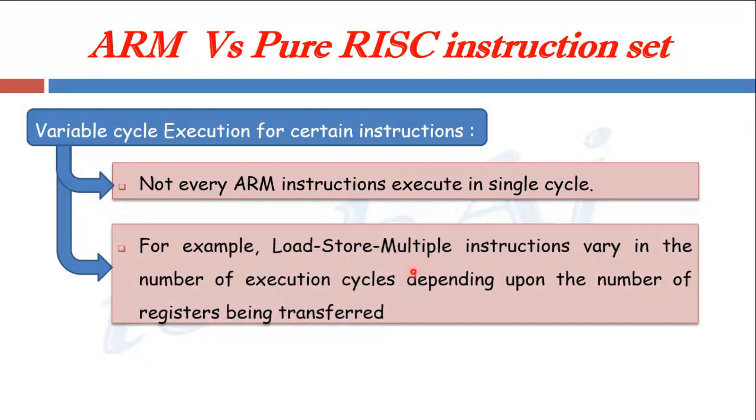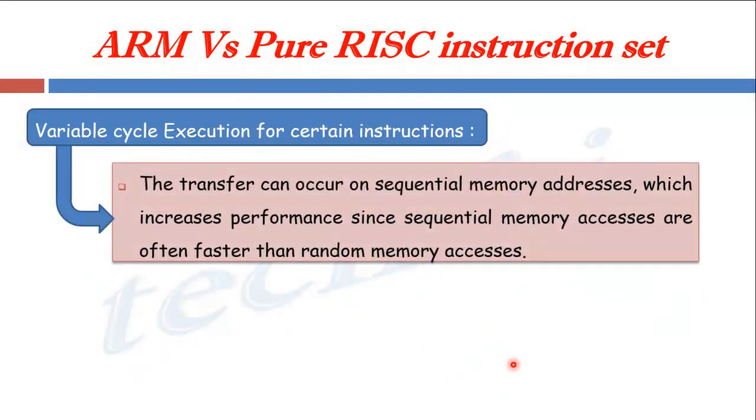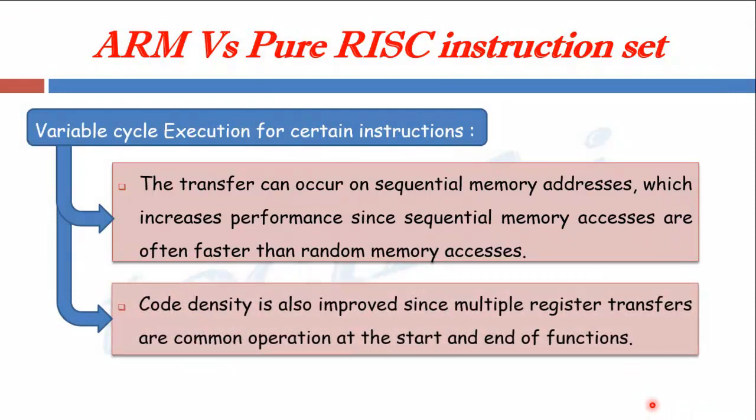For example, load store multiple instructions vary in number of execution cycles depending upon the number of registers being transferred. The transfer can occur on sequential memory addresses, which increases the performance since sequential memory accesses are often faster than random memory accesses. Code density is also improved since multiple register transfers are a common operation at the start and end of a function.